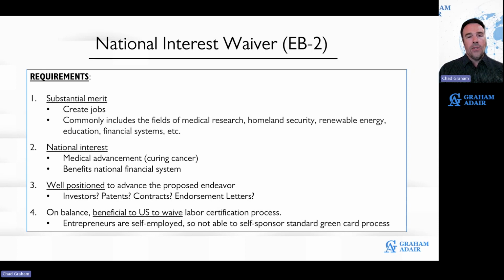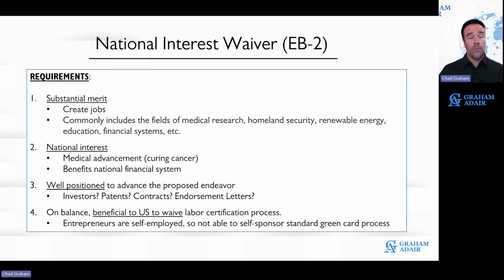The fields that we commonly see qualifying for national interest waiver are fields of medical research, homeland security is really important right now, renewable energy, education, and then more recently is the financial system. As we've seen banks being distressed and some issues with the economy, people who are in the financial field are more likely to find success within the national interest waiver.